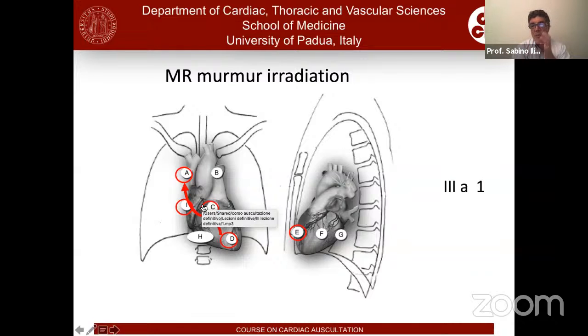The irradiation of the murmur is due to the transmission of the murmur throughout cardiac structure, and it follows cardiac structure. So when you hear a murmur of mitral regurgitation, the apex, irradiated through the base of the heart, is very likely that is a posterior leaflet, flail leaflet, or mitral valve prolapse.